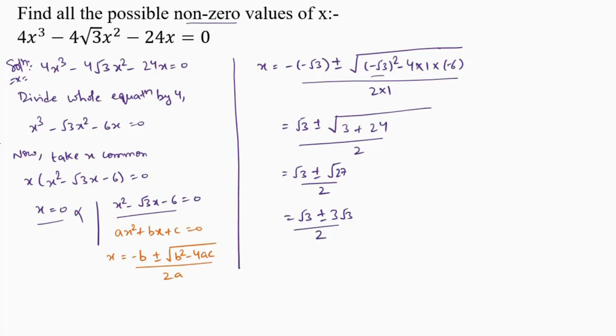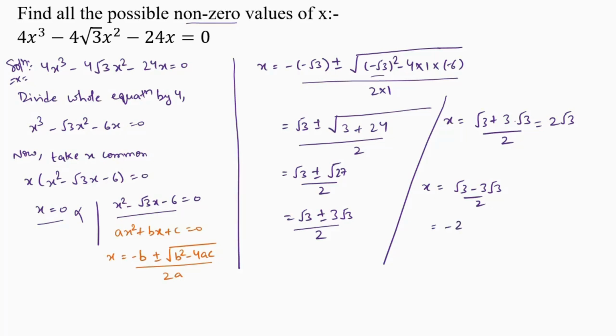From here, we get two values of x. First is x equals root 3 plus 3 times root 3 divided by 2. On solving this, we get 2 root 3. And the second value of x is root 3 minus 3 times root 3 divided by 2, that is minus 2 times root 3 divided by 2. So we get minus root 3.